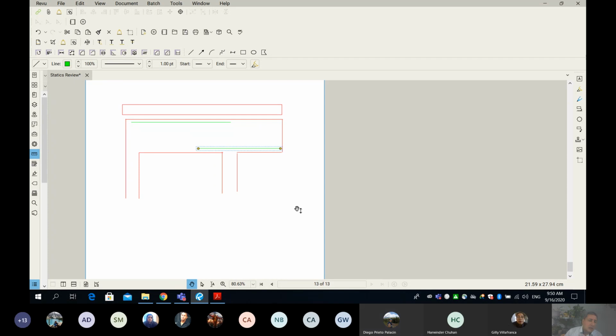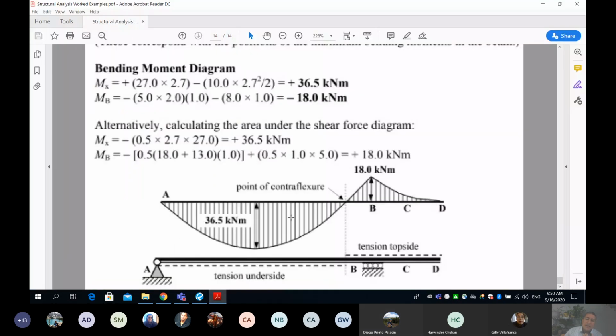So to answer your question, draw the bending moment the way you like, but please place the reinforcement in the right way. I recommend that you follow this convention here, which is a mirror of what you did last year, so it tells you where to place the reinforcement. Did I answer your question?